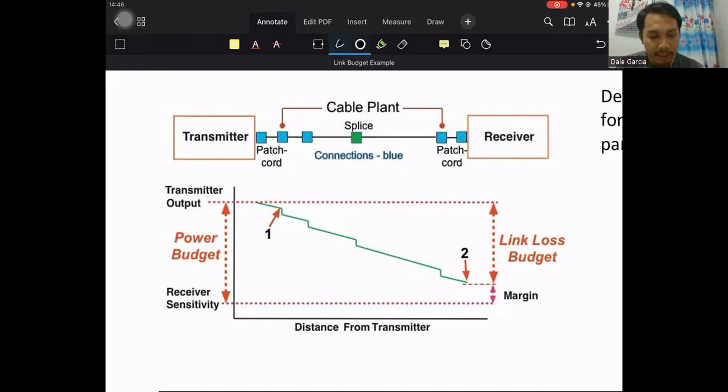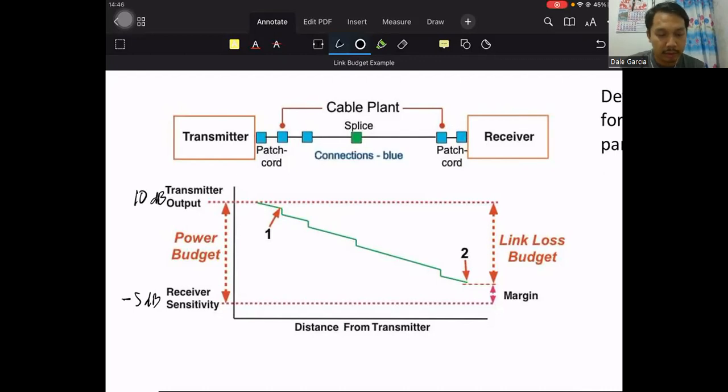Let's just say if upon arriving at the receiver, the power received is exactly the measure specified in the sensitivity. But if it is higher, that's what we call the margin. So for example, the transmitter output is, let's just say, 10 dB. Just an example. And then the sensitivity of our receiver is specified as negative 5 dB, because the receiver can only measure light down to negative 5 dB.